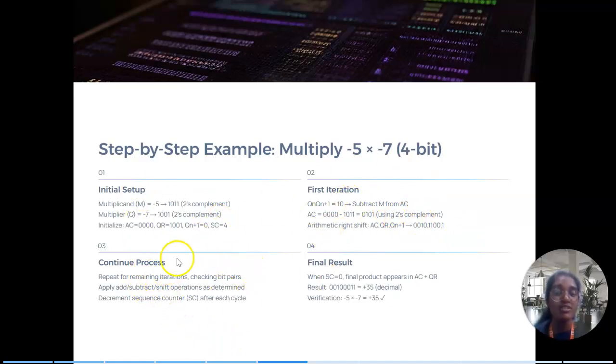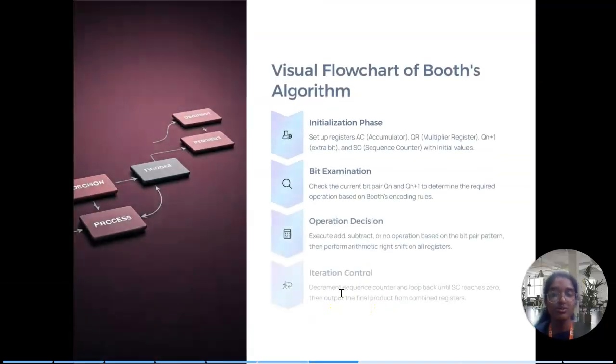We have to repeat the remaining iterations, checking bit pairs, applying add, subtract or shift operations as determined, and decrementing the sequence counter after each cycle. The final result: SC equals 0. The final product appears in AC plus QR, which results in plus 35. See, minus into minus is plus. We know the verification, so we can do it easily.